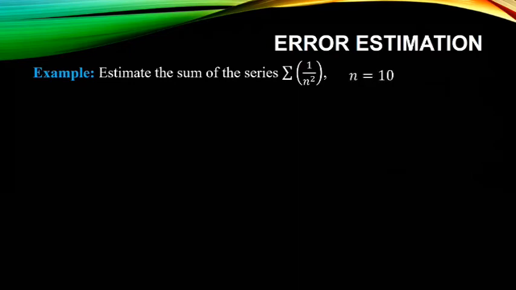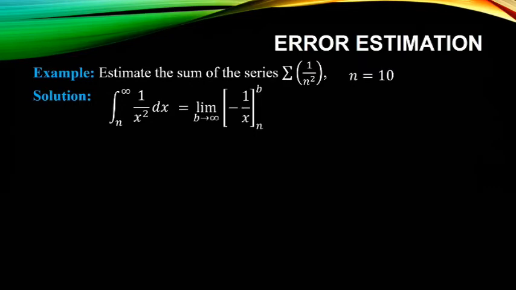Let's have a partial sum with n equal to 10. As a solution, we have the integral of 1 over x squared. So our f of x is 1 over x squared, dx from n to infinity. Evaluating the integral, we have negative 1 over x. Then taking its limit, since x is from n to b, and as b approaches infinity. So substituting the limits, we have the limit of negative 1 over b plus 1 over n. As b approaches infinity, the first term approaches 0. So this is equal to 1 over n.